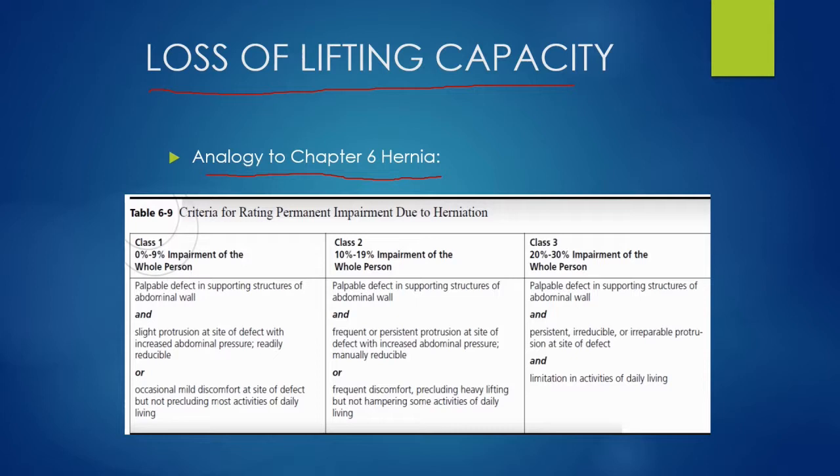So most commonly, these examinees will fall into the Class 2 impairment rating, and this is due to frequent shoulder discomfort that precludes heavy lifting, but not hampering some activities of daily living. So if you have an examinee who has frequent discomfort in the shoulder, and that frequent discomfort in the shoulder precludes them from doing heavy lifting, this is an impairment that may apply to them. And this is particularly relevant in those cases where you have written work restrictions from the primary treating physician precluding the examinee from engaging in heavy lifting.